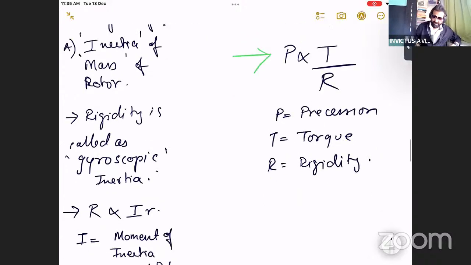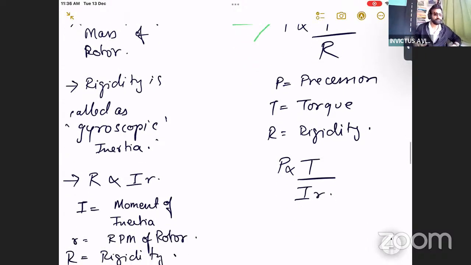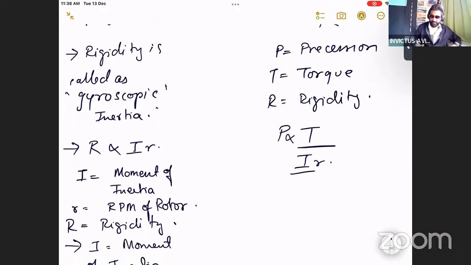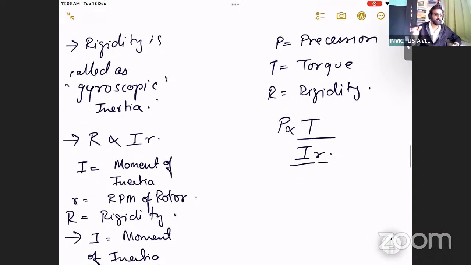So I can also say that precession is directly proportional to torque and inversely proportional to I r. It stands true, where I is the moment of inertia and r is the RPM of the rotor. Now, this moment of inertia can also be expressed in terms of the mass of the rotor and its effective radius. So any permutation and combination could be asked in your competitive exams. Be very aware, be very smart.